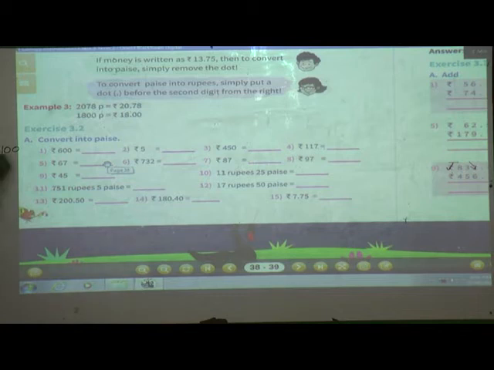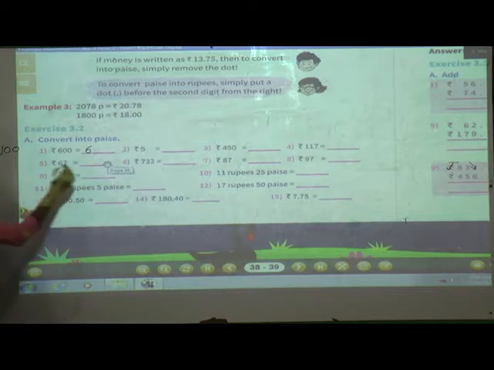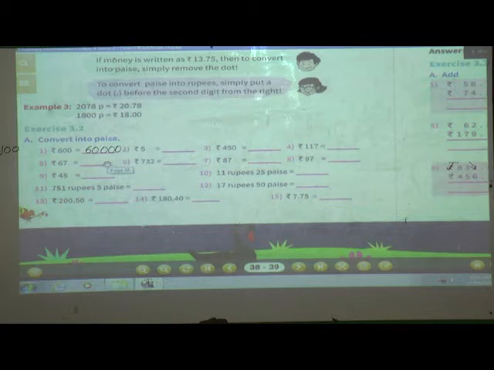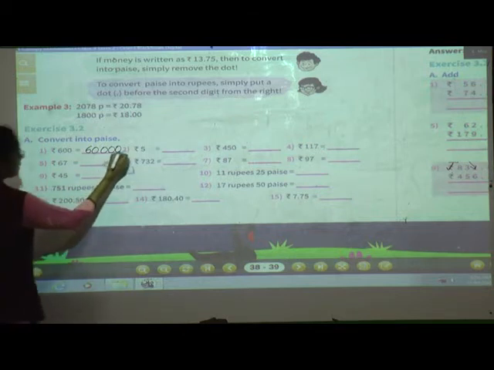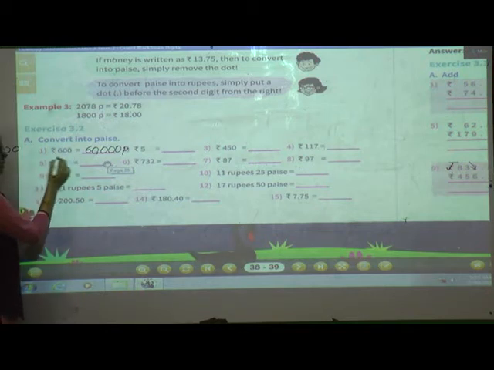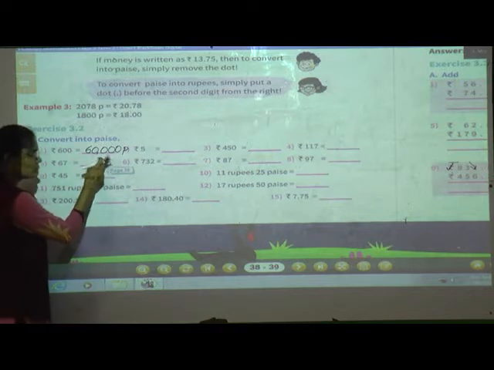Now here, 6 into 1 is 6. Now see here, count how many zeros are there: 1, 2, 3, 4. So we'll write 4 zeros. So it will be converted into paise. How many paise are there now? See, after 60 give a comma: 60,000 paise. Yes, it is 600 rupees. What we have done? Rupees 600 into 100. We have to multiply the given amount by 100, then it will be converted into paise.